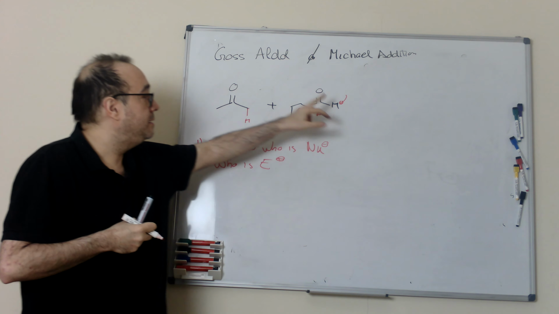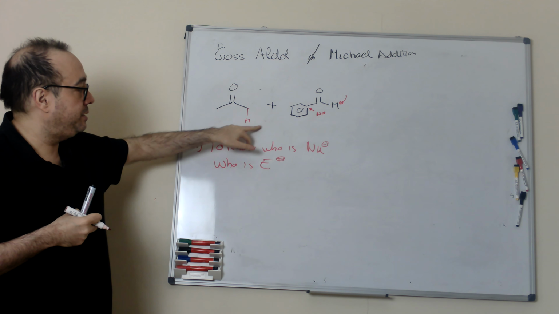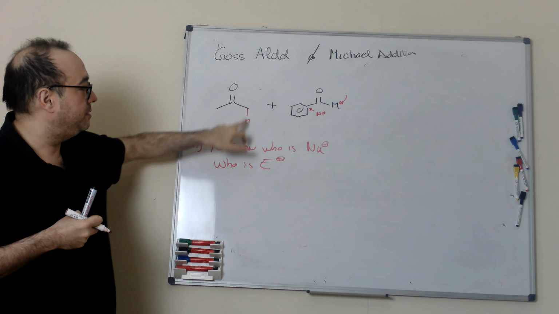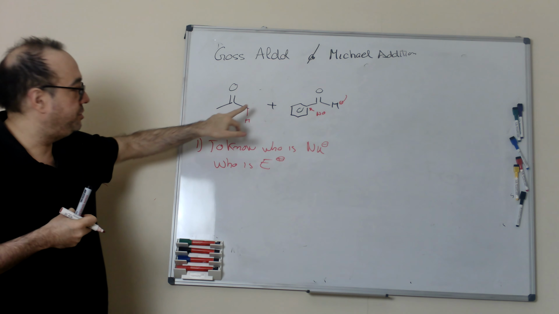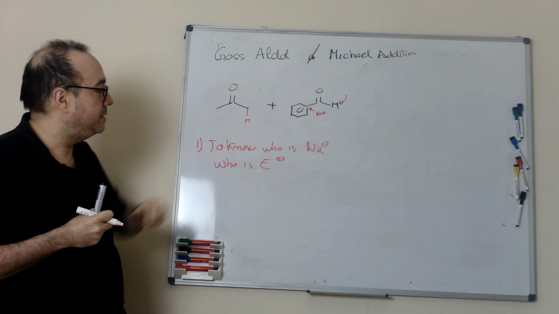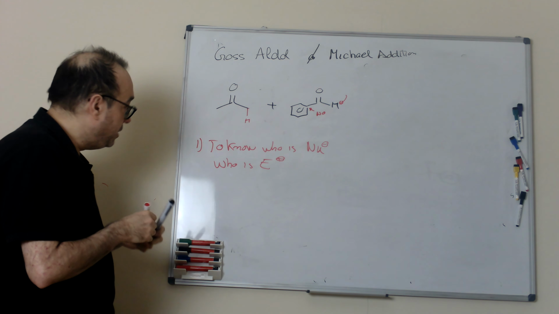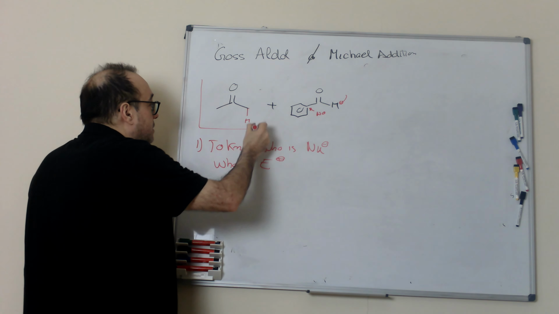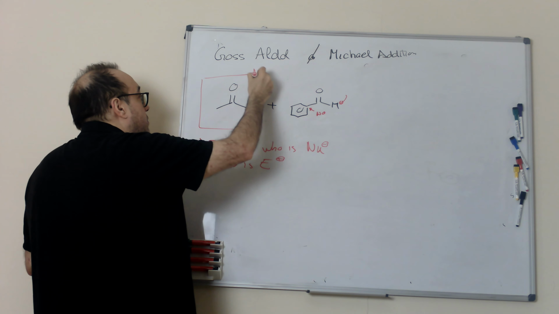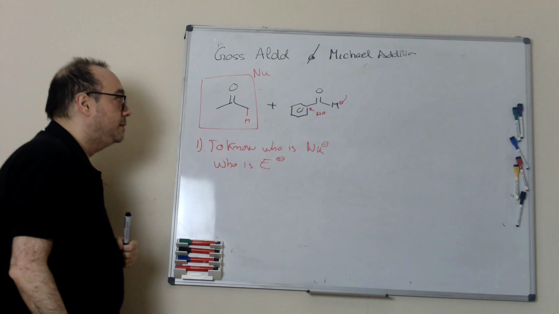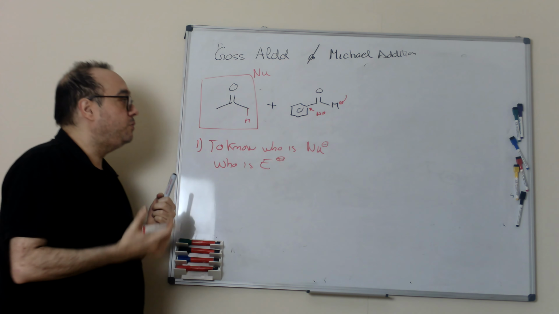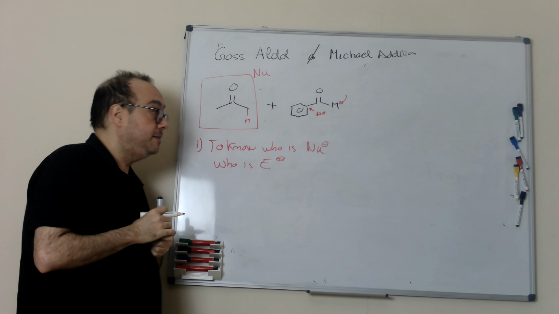That means the only possibility is to form the enolate in this position. Here is the same position as this. That means this is symmetrical. That means that what we know is that this compound will be the nucleophile. And then we need to find which is the electrophile.